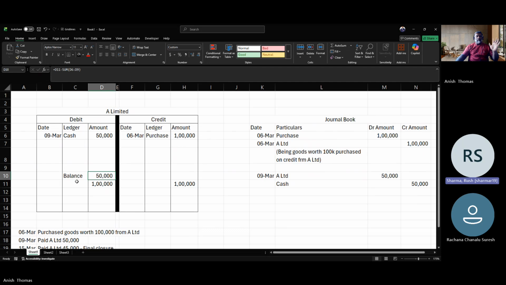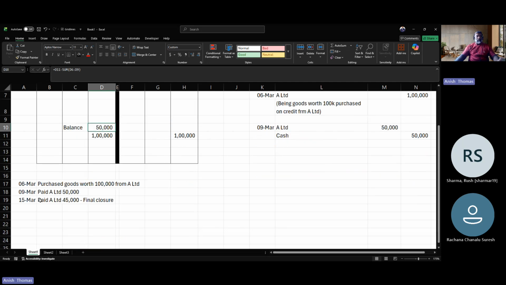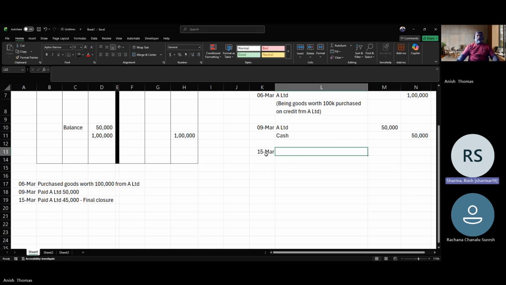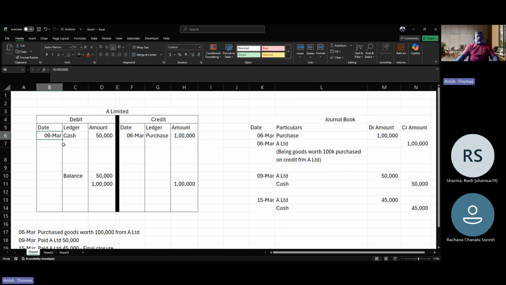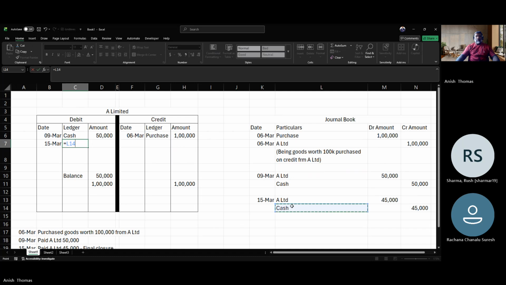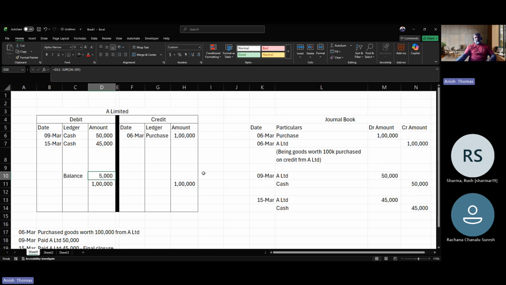Got it? Now what happens on the 15th of March? Fast forward to the 15th of March. It's the same entry, but the amount would change from 50,000 to 45,000. So instead of 50,000, I'm only paying 45,000. If I have to post this entry, it's going to be the same way. I need to do the posting over here, and again it's going to be cash. Amount is going to be 45,000. And then you can see the balance appears as 5,000. What this means is I have a credit balance of 5,000. So this is what is called balance carried forward.